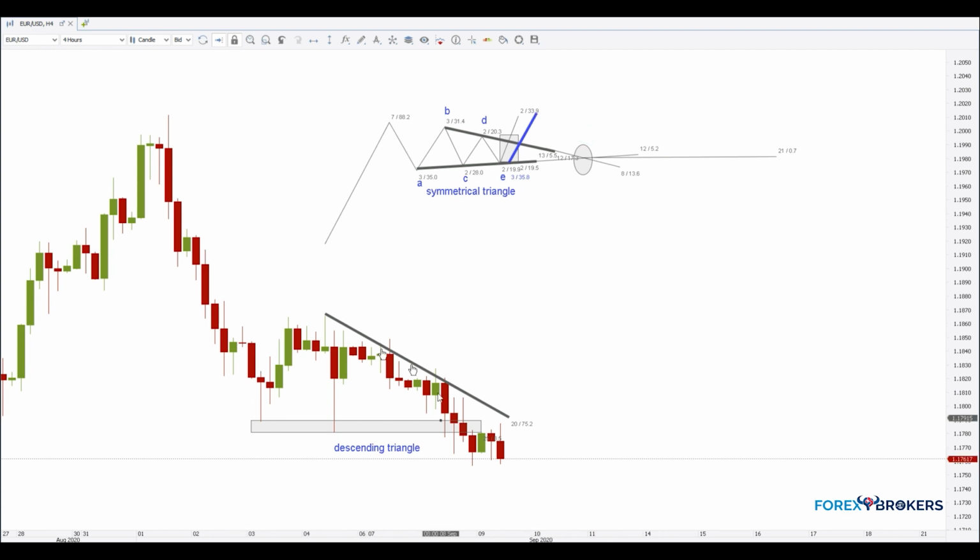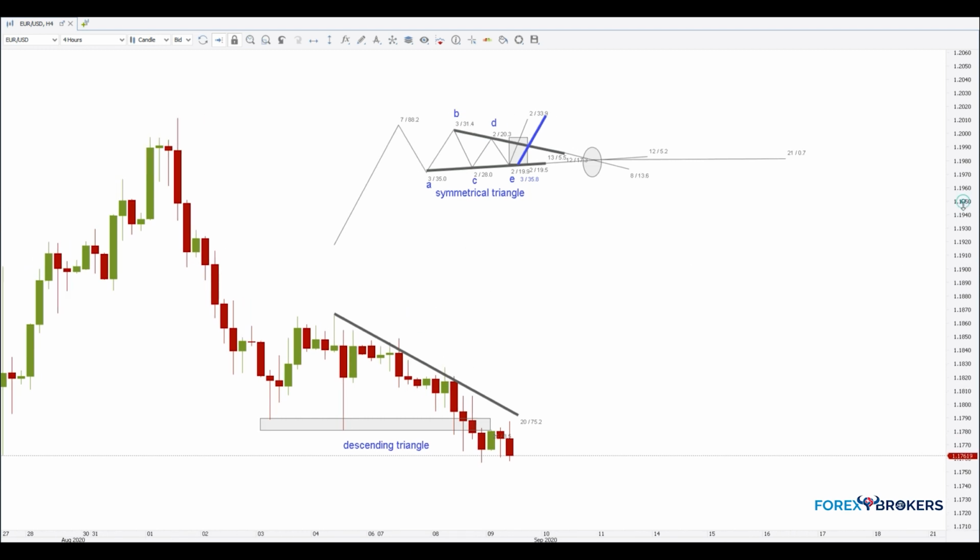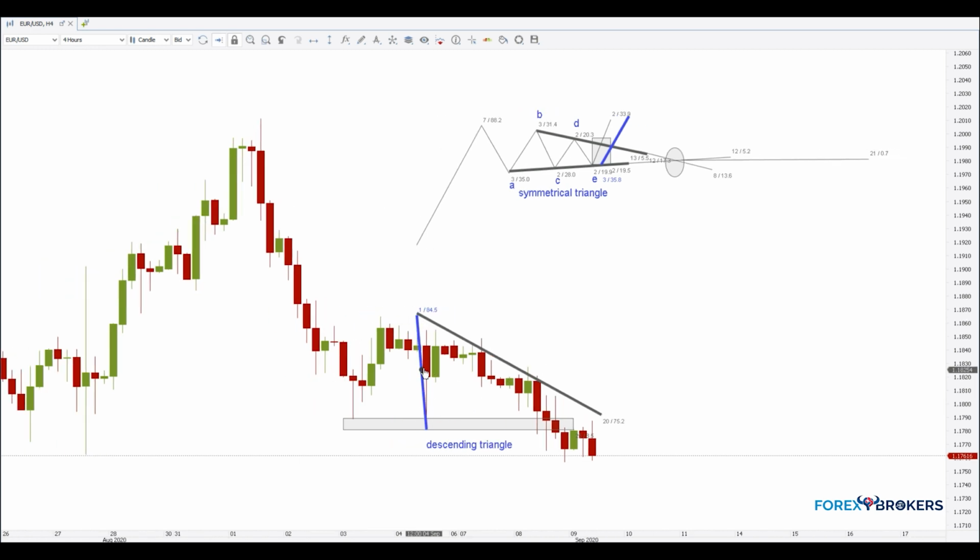How about in the case of this descending triangle? What we can do is measure the length of the longest segment. What's the length of the longest segment? Well, this would be A, B, C, D, E, something like this. So the longest segment will be this one, not from here to here, because if this is A, B, C, D, E, this will be the B wave, the longest segment, and we project it from the end of the triangle.